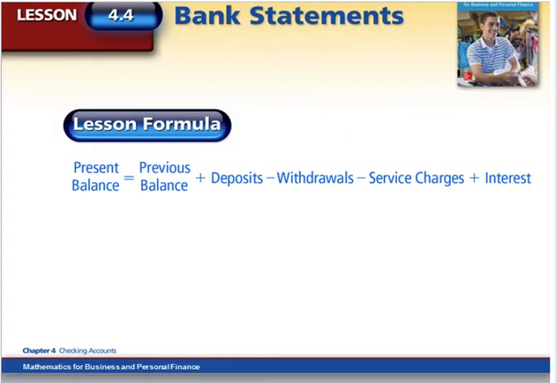So our formula today is pretty simple. We're going to calculate our present balance. We're going to start with our previous balance. We're going to add all deposits that were put into your account, subtract any withdrawals, whether they were from a bank teller, from the ATM, from writing a check, subtract all your service charges, and then simply add the interest if that's applicable on your account. So this is the formula we're going to use to do our calculations.